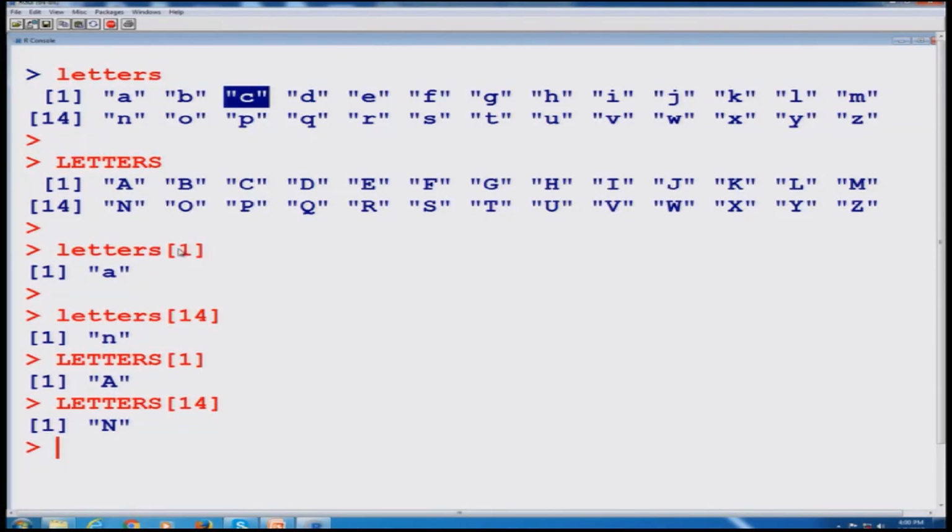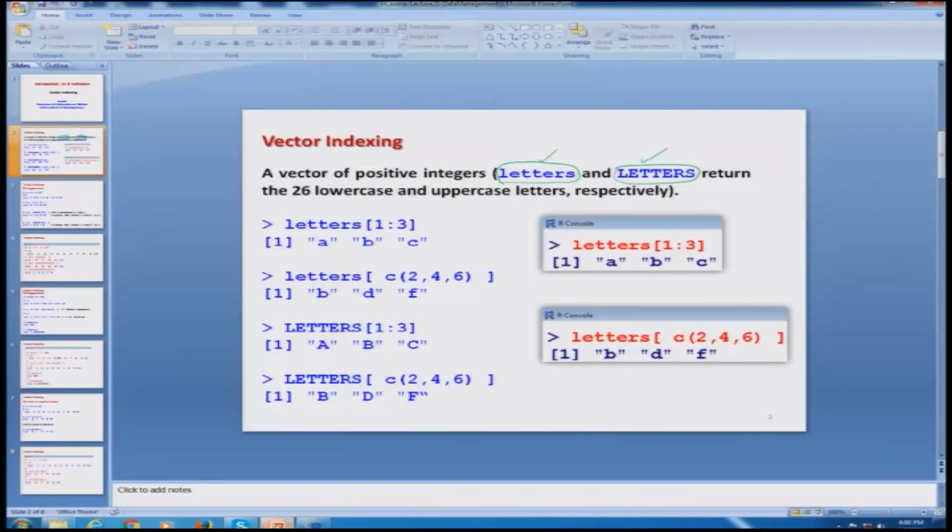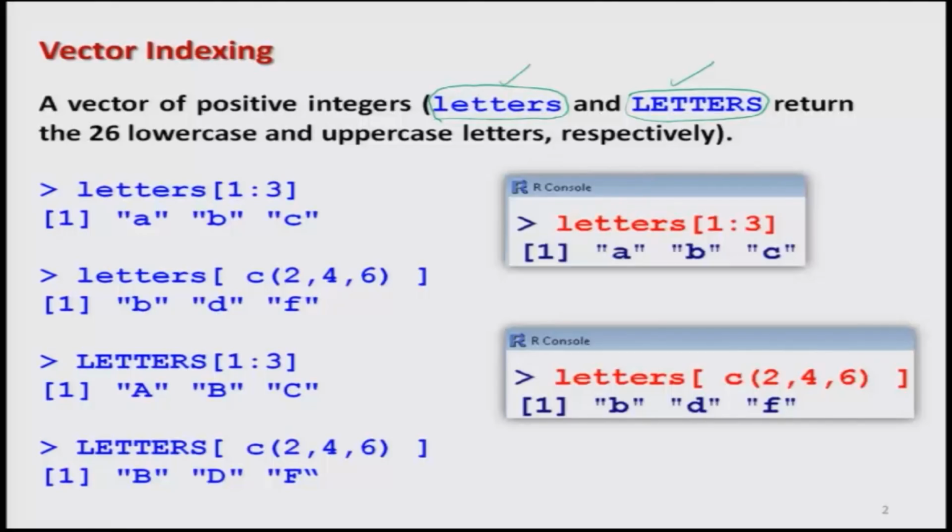So now you can see here in this command which I am highlighting, I am trying to call the first letter by writing 1 here. And whatever I am writing inside this square bracket, that is the index. So we are now going to see how to use this index to manipulate the different values.